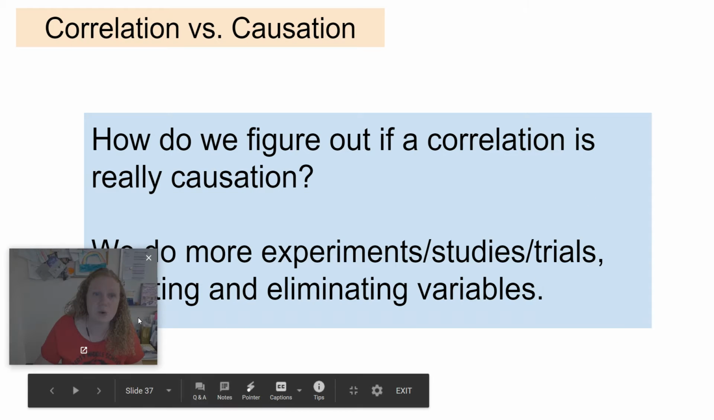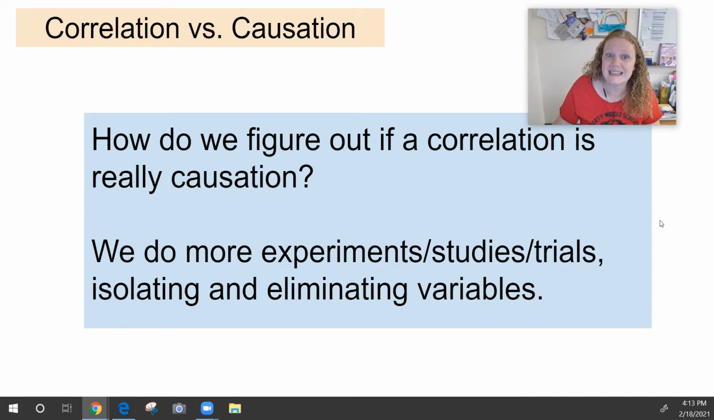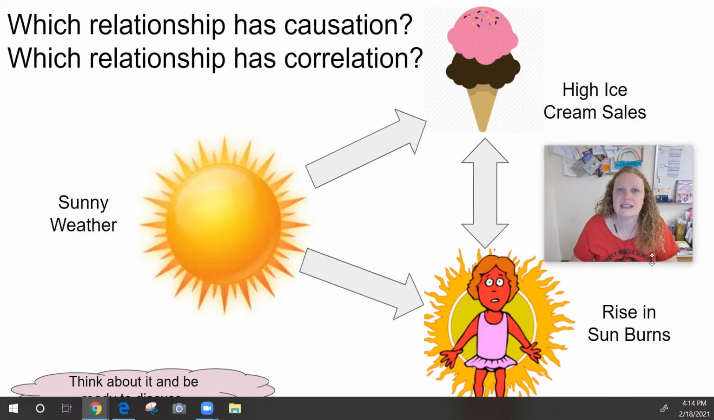So how do we figure out if a correlation is really causation? The answer is more experiments, studies, trials. The goal is to isolate and eliminate variables to see what actually is doing the causing. If you can isolate and get rid of different variables, then you can get closer to the answer of proving that it's causation. So here's another example, causation versus correlation.